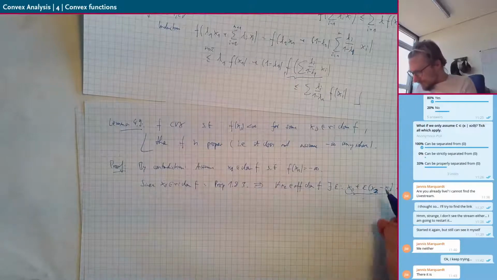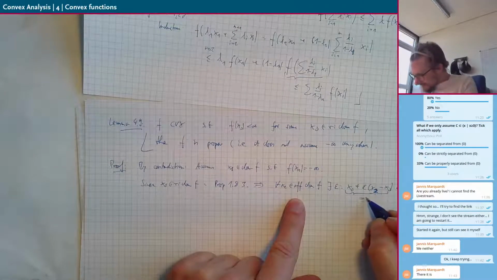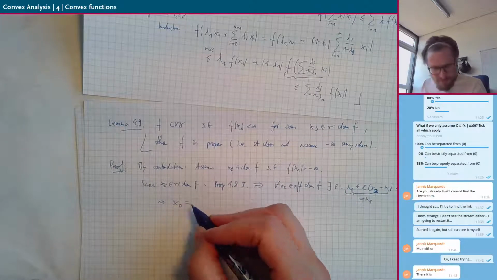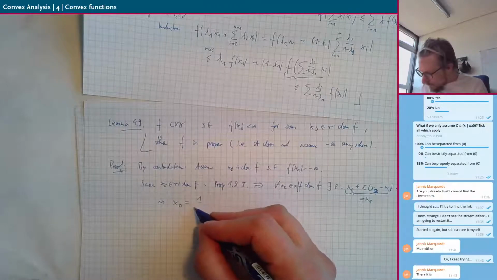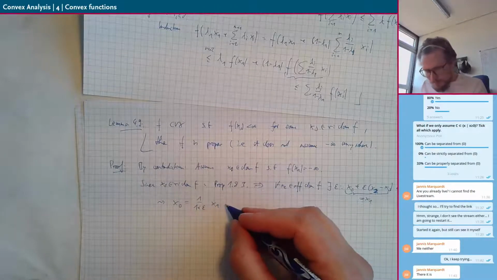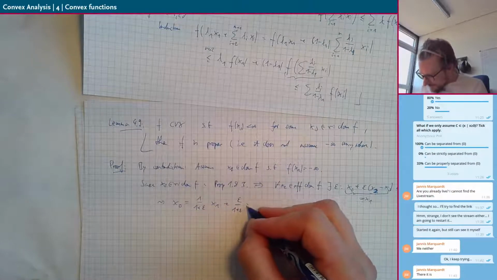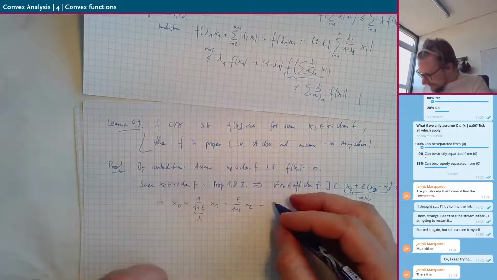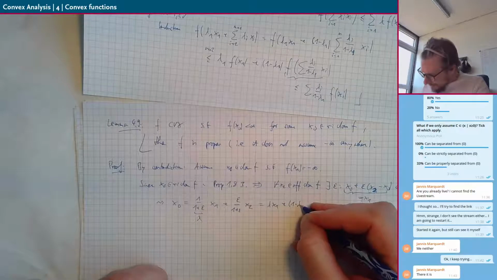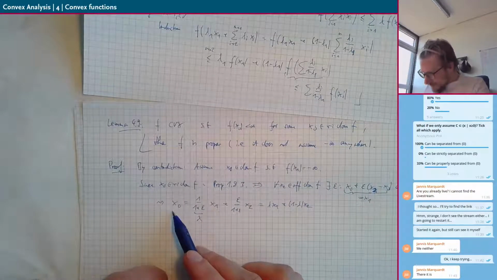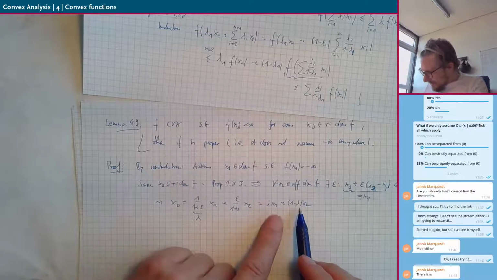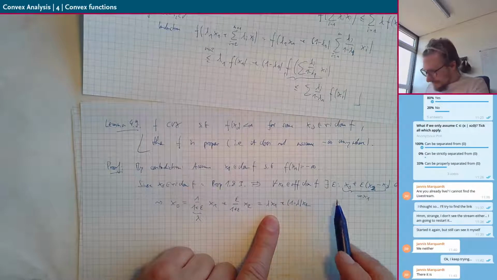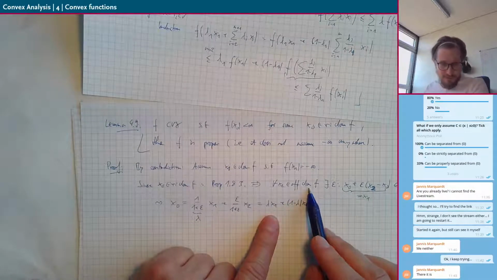We choose this point such that this is actually x1, and if we do this, we can rearrange to the equation x0 equals 1 over 1 plus epsilon times x1 plus epsilon over 1 plus epsilon times x2. So this is just a convex combination. We take this as lambda, then this is lambda x1 plus 1 minus lambda x2. So we can write this x0, which is in the relative interior, as the convex combination of one point where the function value was minus infinity, and the other point x2, which is still in the domain of f.